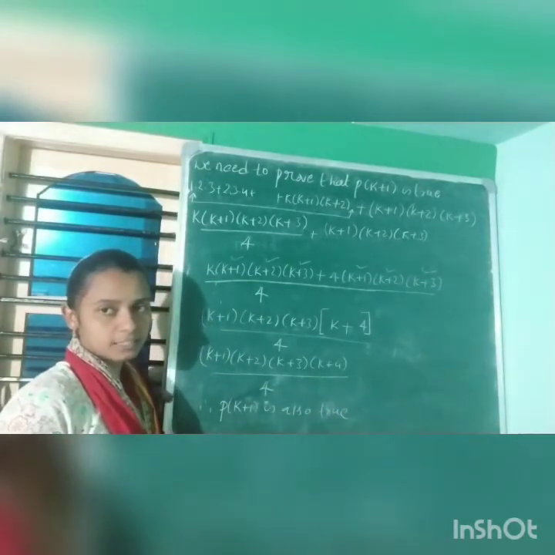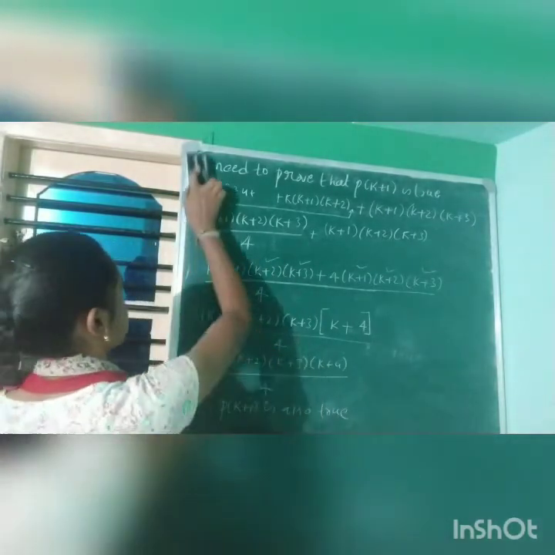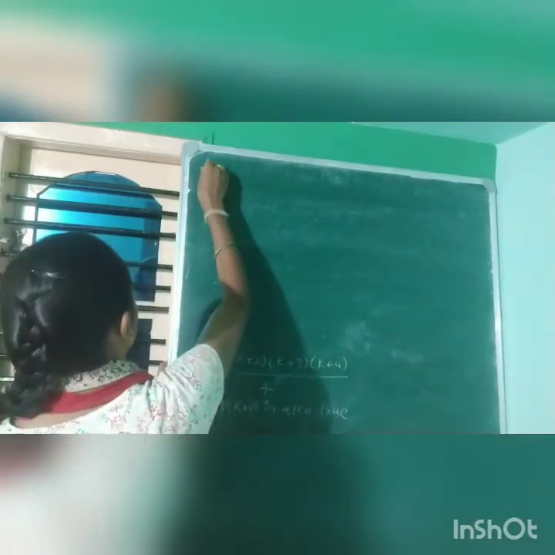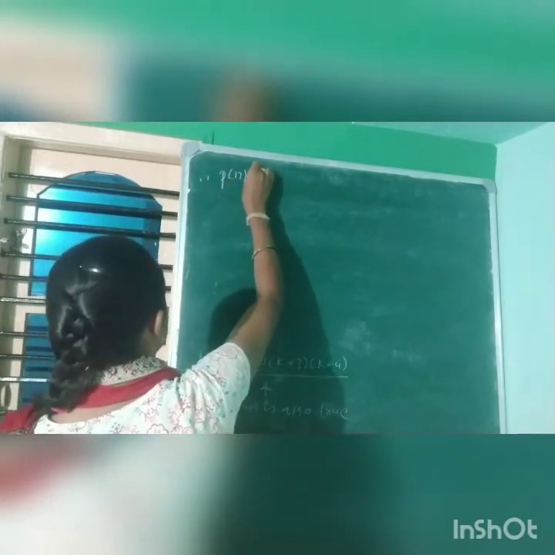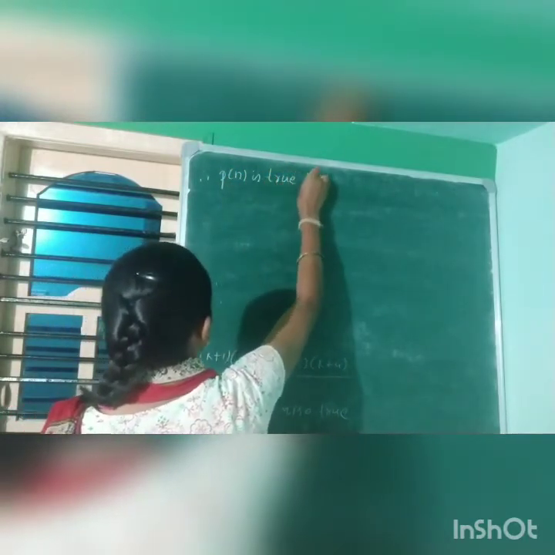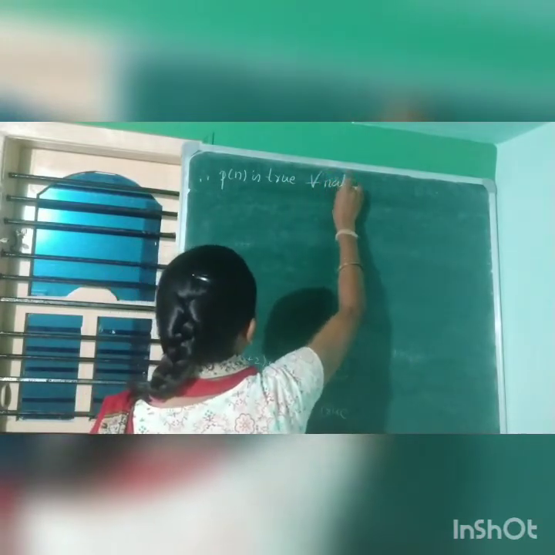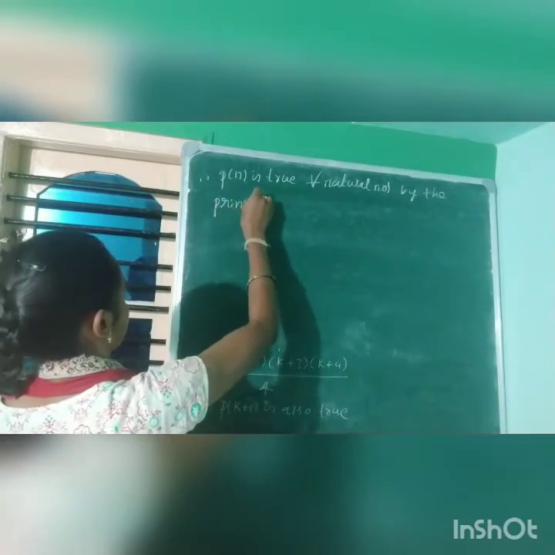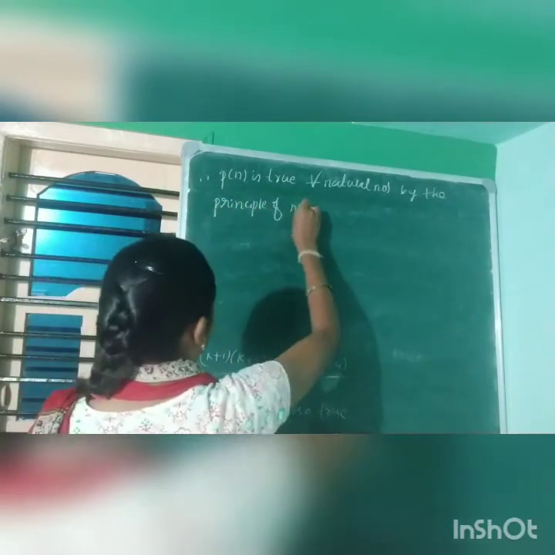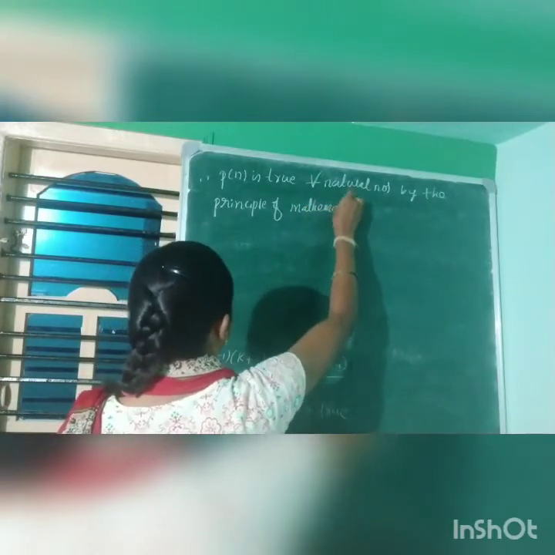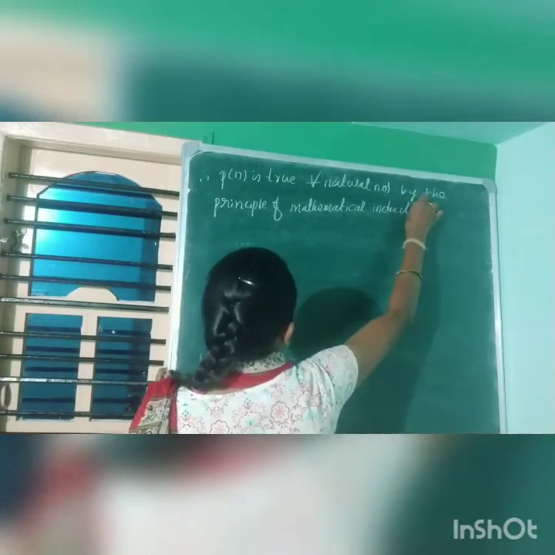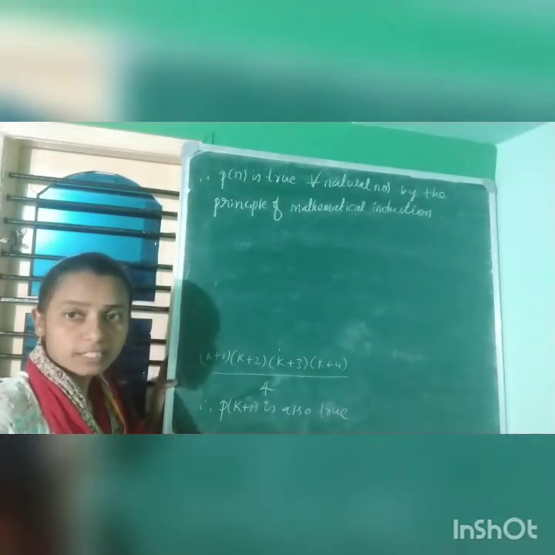If you get a statement like this, you can conclude the problem like this: therefore, P of n, the given statement, is true for all natural numbers by the principle of mathematical induction. Hope you guys understood this one.